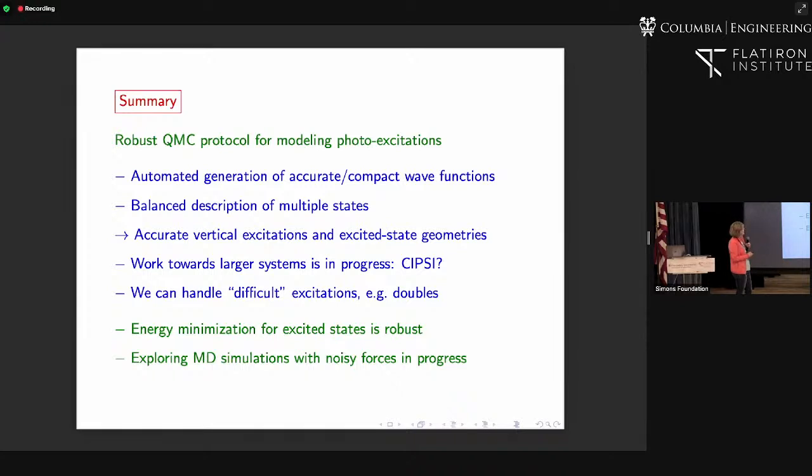We can handle difficult excitations, such as double. We are using energy minimization. As I said, variance, to our surprise, is not robust. And now we are exploring MD simulation with noisy forces, and that's very much in progress.